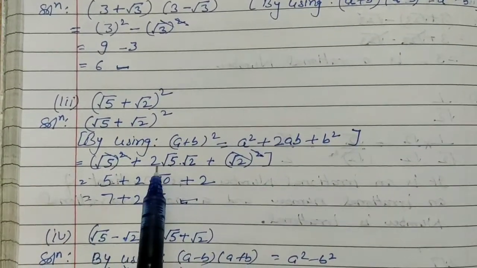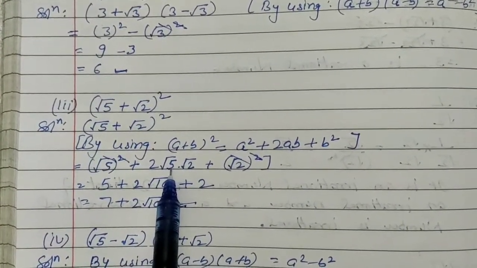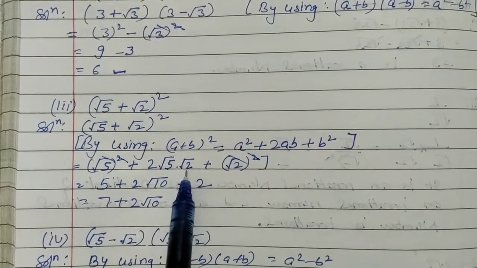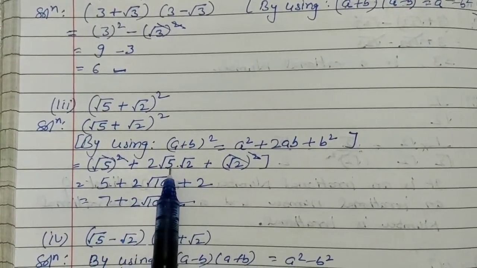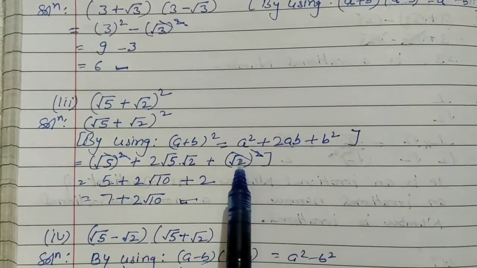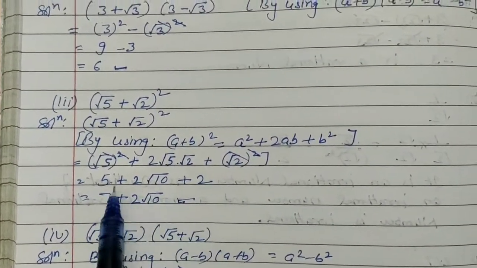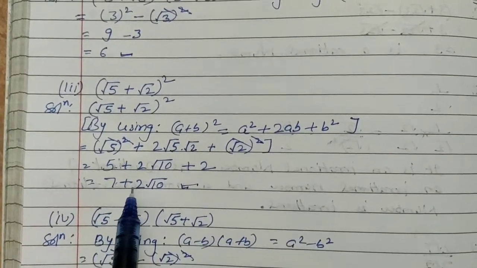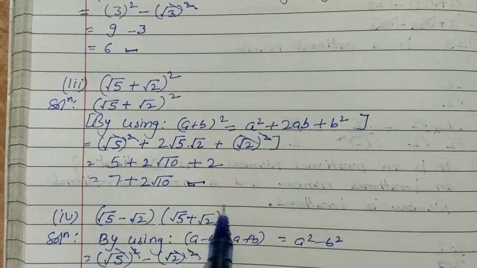So this will be 5, then 2 into, since 5 and 2 are prime numbers, √10, and for the last term the square and square root sign will be cancelled, so here it will be 2. So 5 plus 2 becomes 7, 7 plus 2√10. This is the final result.